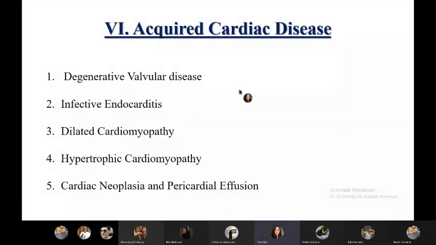Okay. So several diseases in this part will be covered, mainly the acquired cardiac diseases. The first of them is degenerative valvular disease, then going into infective endocarditis, then both dilated and hypertrophic cardiomyopathies, and eventually briefly about cardiac neoplasia and its relation to pericardial effusion.